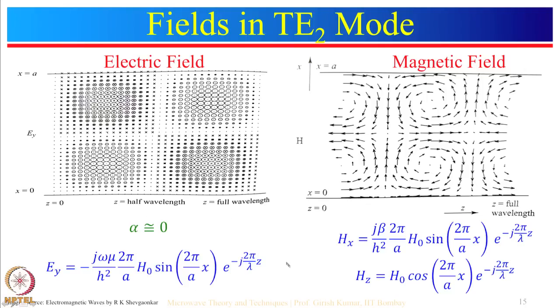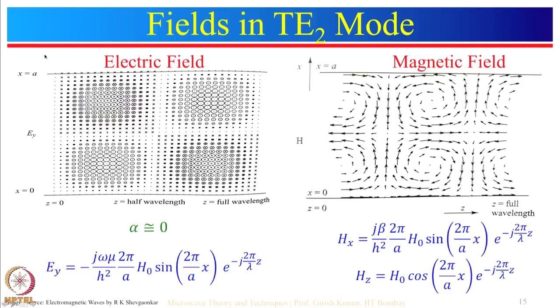And all of these three components are constant along the y direction, and they vary along x and z only. So, we will see the variation of the field in the xz plane only. So, let us first see the variation of the electric field.